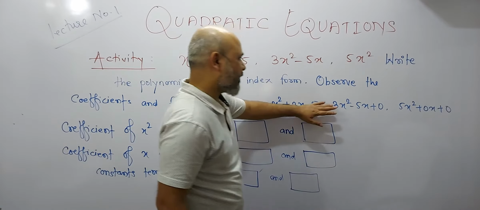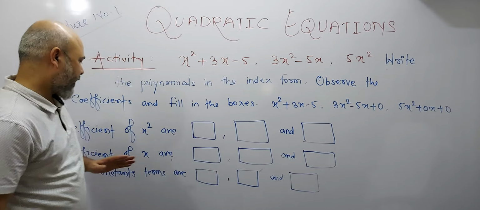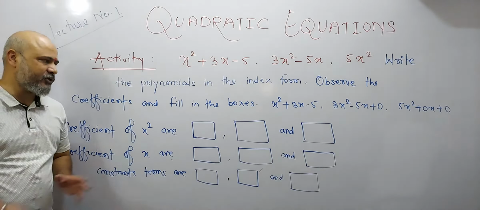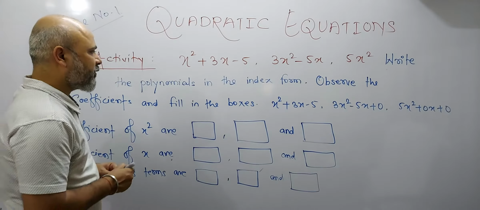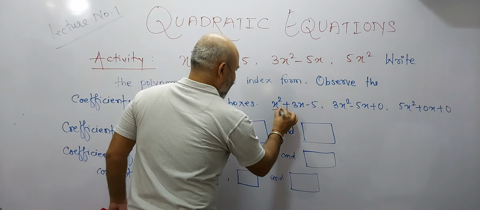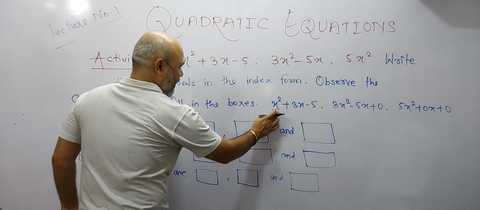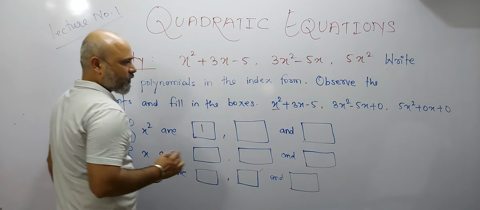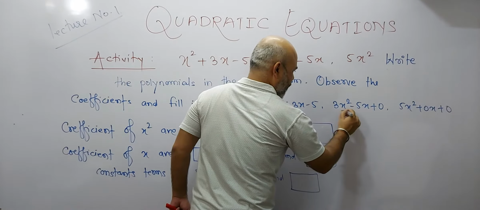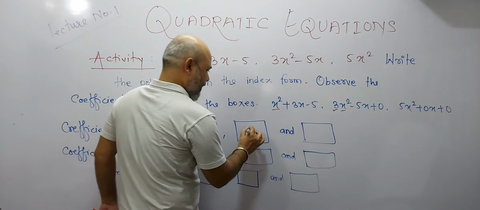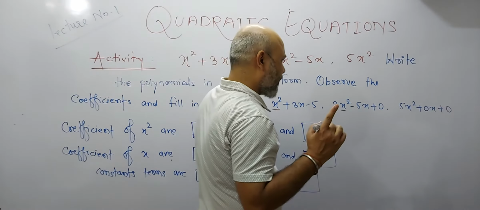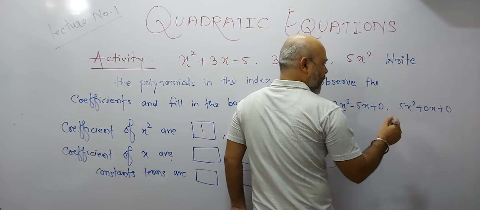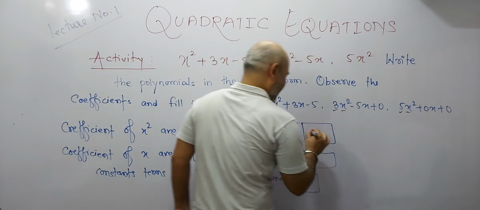Okay. So now these are in standard form, and now you have to write the coefficient of x square, the coefficient of x, and the constant term. So what is the coefficient of x square here? You will see the coefficient of x square in this polynomial is 1. In the second polynomial, the coefficient of x square is 3, and in the third polynomial, the coefficient of x square is plus 5.